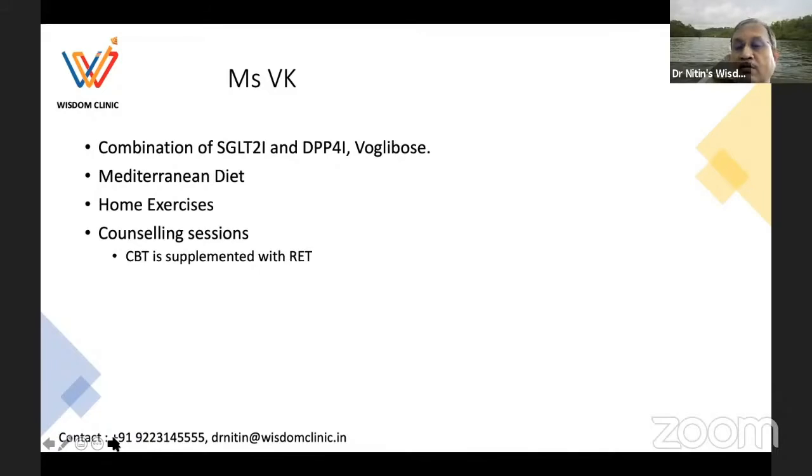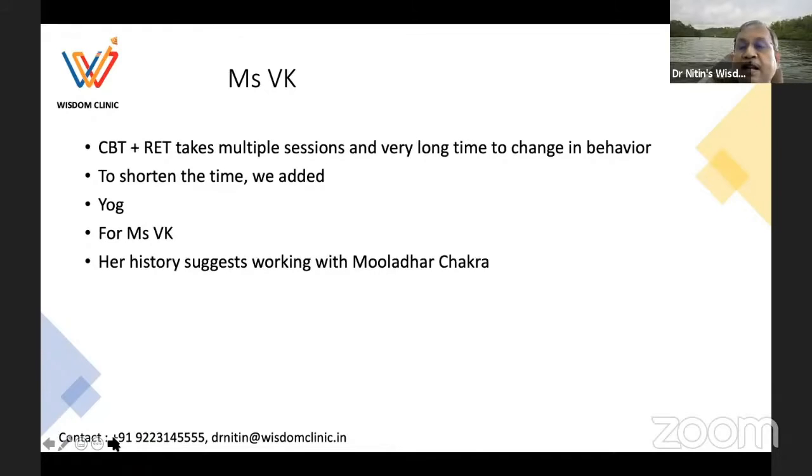So what was advised? The patient was given a combination of SGLT2 inhibitor, DPP4 inhibitor, and voglibose, but insulin was not started. Mediterranean diet was continued. Home exercises were advised, and counseling sessions included not only cognitive behavioral therapy, but we also included rational emotive therapy, or rational emotive behavioral therapy, so that we can tackle the immediate consequences. CBT and RET take multiple sessions and a very long time to change behavior. To shorten this time, we added yoga.